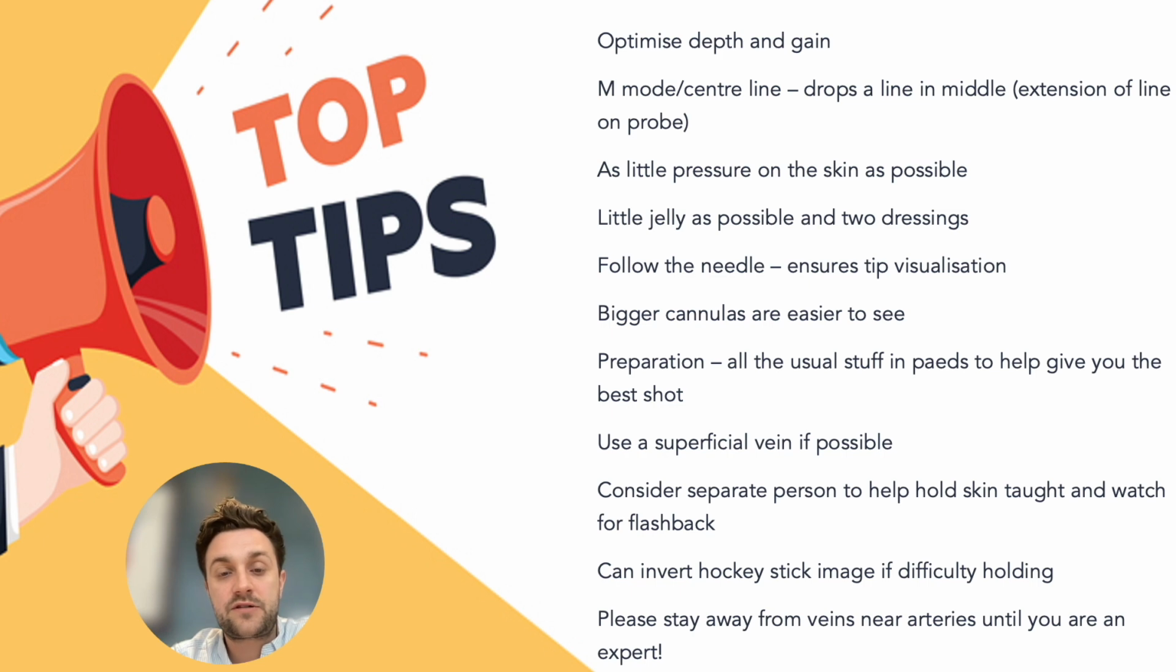Preparation, so all the usual stuff, particularly focusing on where your machine is set and trying to get some helpers involved and explaining to the child and the parents what's going to happen, because we want to make our first attempt the best attempt at this. Superficial veins are preferable for the reason of the mirroring that we've chatted about already, and also the fact that if it's a superficial vein, we'll waste less of the cannula getting down to it, and more of the cannula can be in the vein, and that cannula is going to last a lot longer.